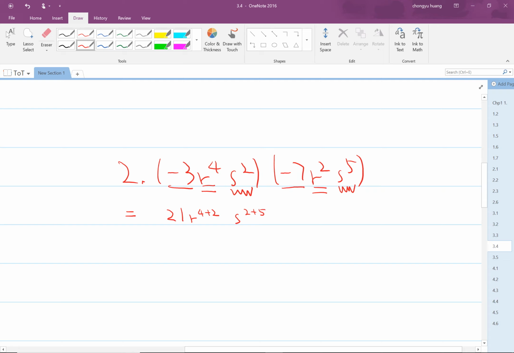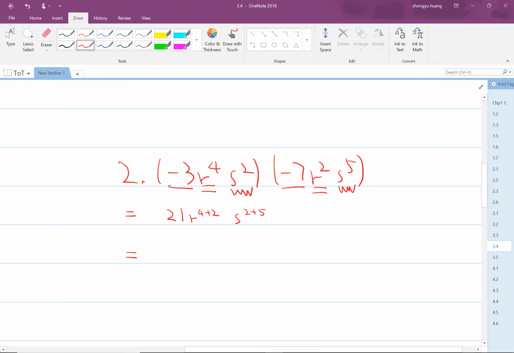If you know pretty well how to do these questions, you can actually solve this question in one step, right? But here I was just trying to make you guys understand it. That's why I want to show the steps. But if you are capable enough, you should finish this question in one step, which is the answer. Okay?